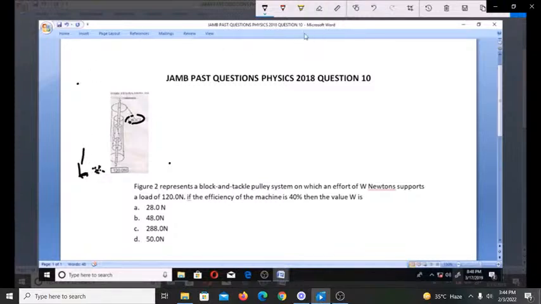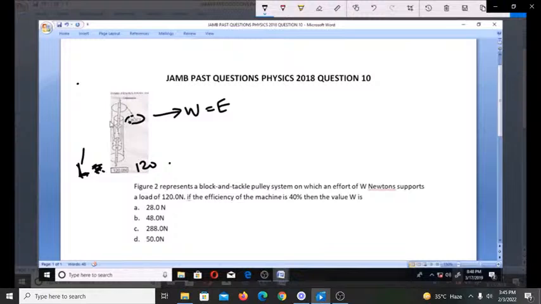So take note of this. L is equal to 120. This is W, which is the effort. So this is the load, L, and it is equal to 120. Effort is W, and you are needed to find out L.